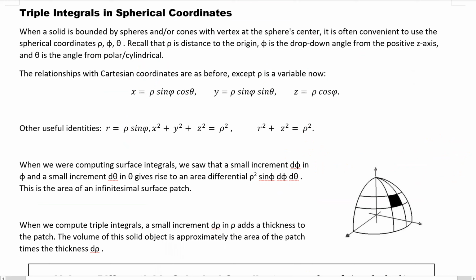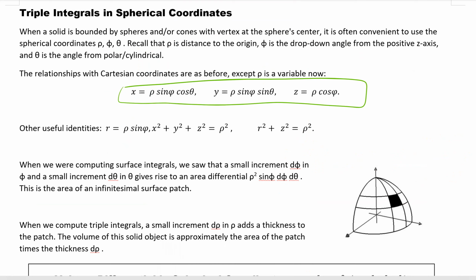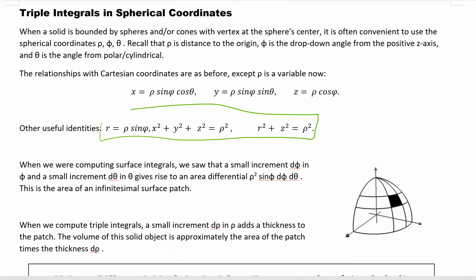Okay, so here is the formula. We already read about it. And we can also use sine phi is r over rho. So when we were computing the surface integral, we saw a small increment d phi in the phi and a small increment d theta in theta. So that will give us the area differential. Let's look at this patch.